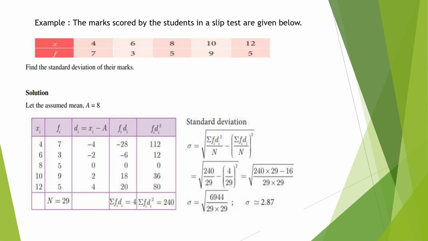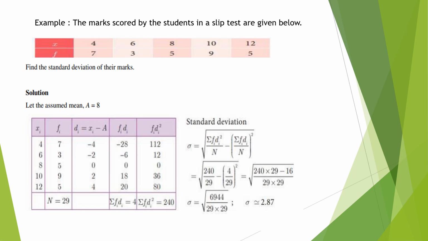It is a discrete series because the frequency is given. So here we will apply the formula of the discrete series. This is the first observation x, second is the frequency f, d is the deviation, that is x minus a, the assumed mean, f into d, and then fd square. We will make all these columns.